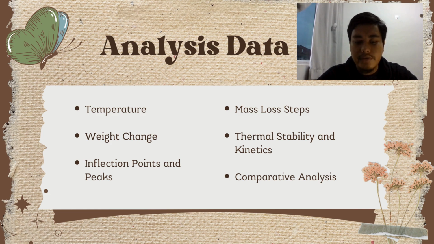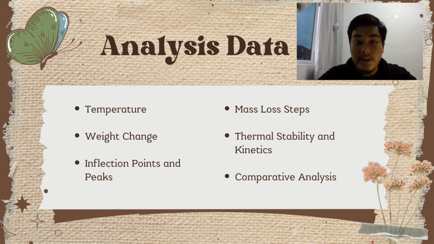Number three is inflection points and peaks. TGA curves often show inflection points or peaks that indicate specific events such as volatilization, decomposition, or oxidation of the sample. Number four is mass loss steps. TGA data typically identify distinct steps or stages of mass loss. Each step corresponds to different processes occurring within the sample, such as evaporation of volatile components, decomposition of organic matter, or oxidation reactions.